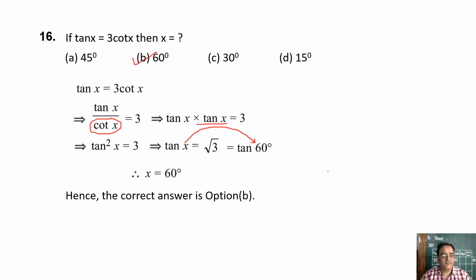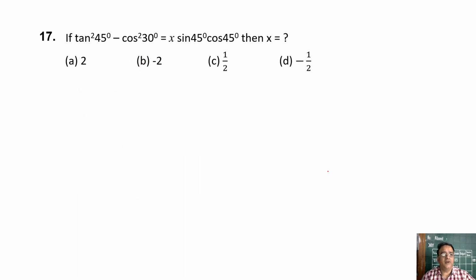Option B, right. So now let us move toward question number 17. Tan 45 degree minus cos square 30 degree is equal to x into sin 45 degree into cos 45 degree. Then the value of x is what? So let us substitute all the trigonometric values first. What is the value of tan 45? 1. Cos 30, root 3 by 2. Very good. Sin 45, 1 by root 2. Cos 45 degree, 1 by root 2. Very good.